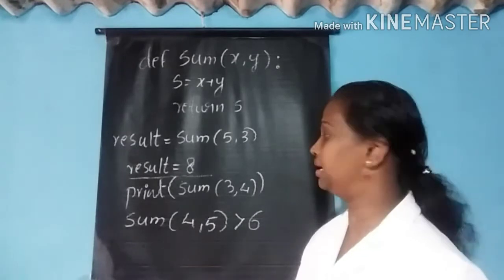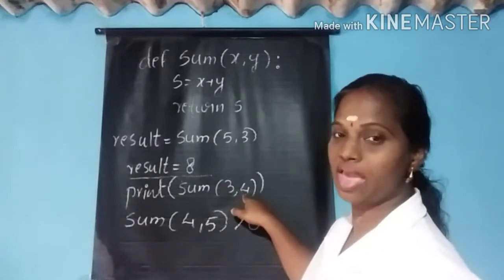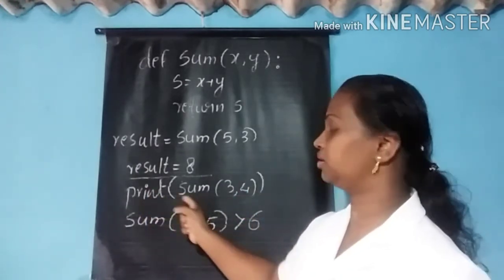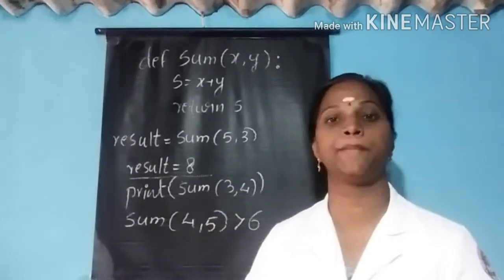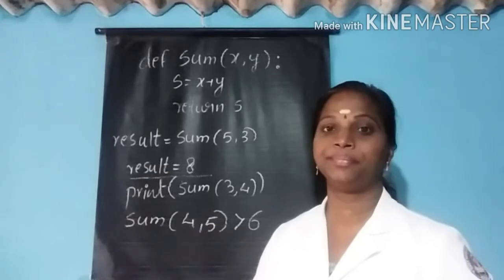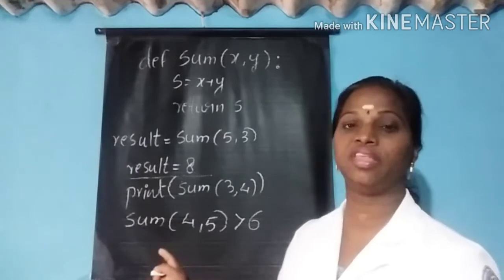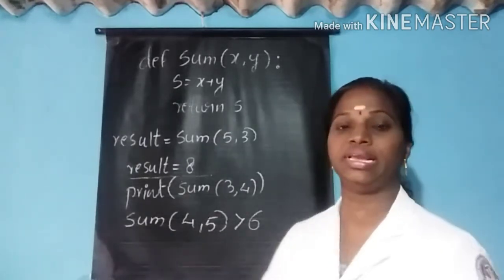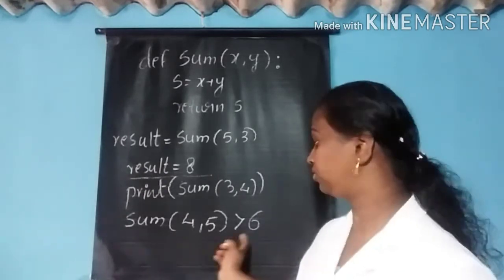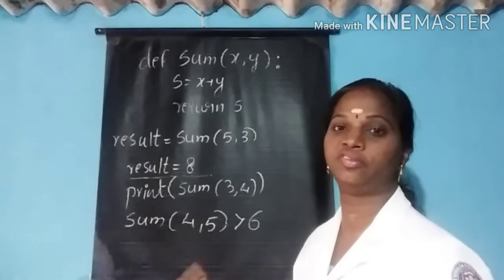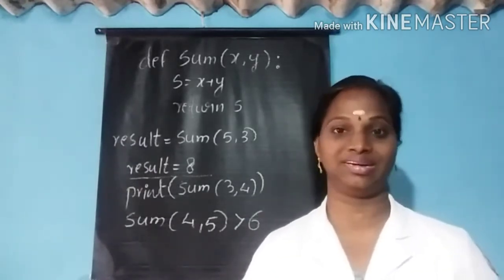See another one, print sum of 3, 4. What will happen? Yes, it will call the function sum, then the result 3 plus 4, 7, will be returned, and that 7 will be printed here. That means the function is called inside a print statement. See the next one, sum of 4, 5 greater than 6. That is, the function is used inside a relational operation. Here we are checking two numbers using a relational operator. So these are the different ways to call a function.